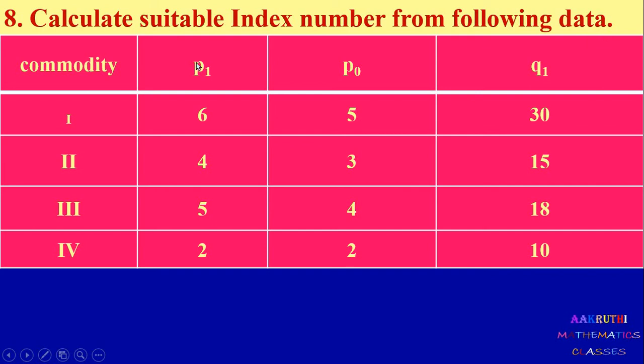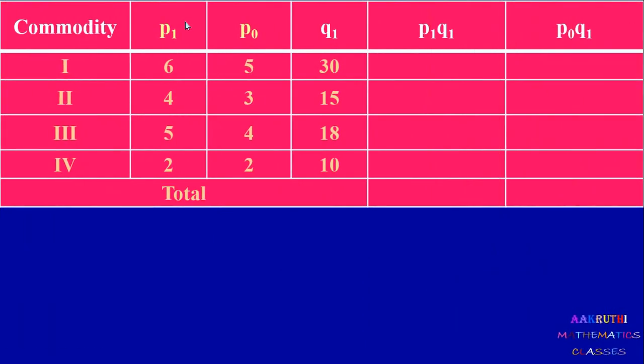So next problem, calculate a suitable index number from the following data. Here P1 is given, that is the current year price, P0 is given, the base year price, and Q1 is given, the current year quantities. In Paasche's price index number, we use only current year quantities. So here we have to calculate Paasche's price index number. The table has P1, P0, Q1, P1 Q1 and P0 Q1. We have to calculate P1 Q1 and P0 Q1.